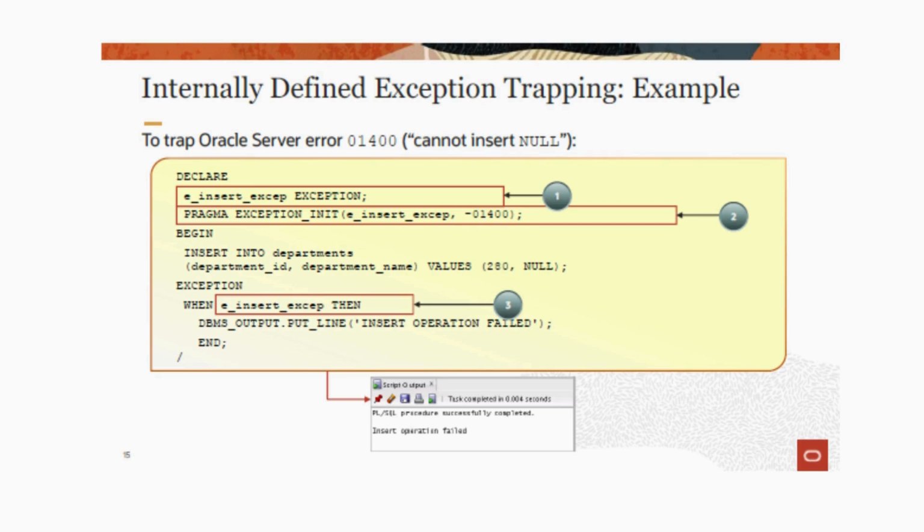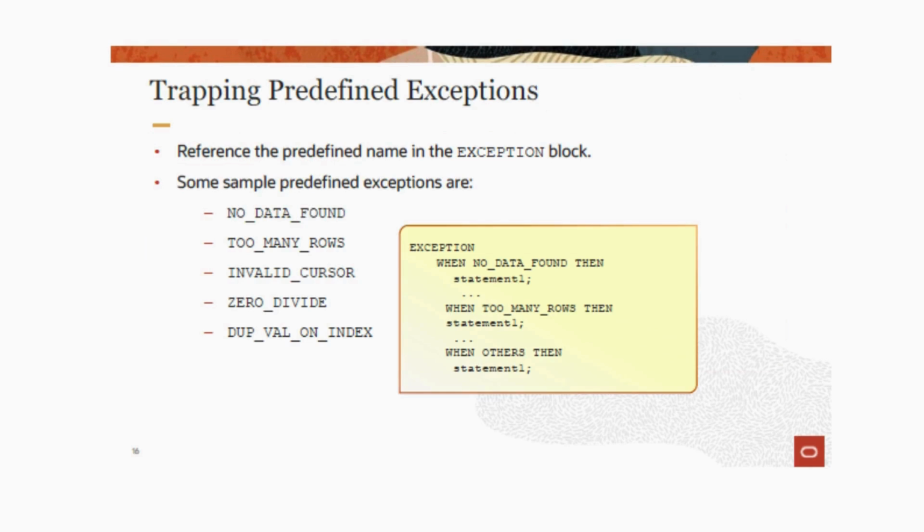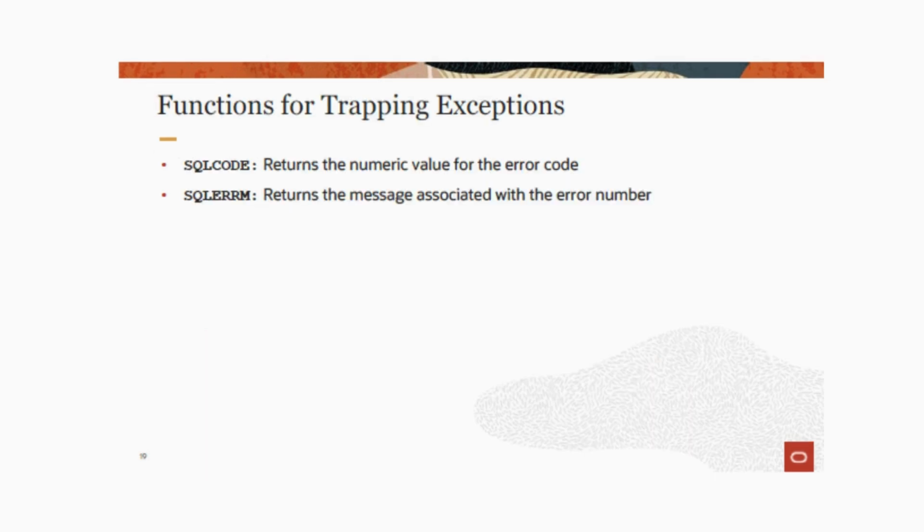3. Reference the declared exception within the corresponding exception handling routine. Trap a predefined Oracle Server error by referencing its predefined name within the corresponding exception handling routine. When an exception occurs, you can identify the associated error code or error message by using 2 functions. Based on the values of the code or the message, you can decide which subsequent actions to take. SQLCODE returns the Oracle error number for internal exceptions. SQLERRM returns the message associated with the error number.